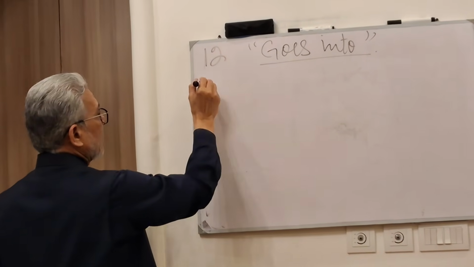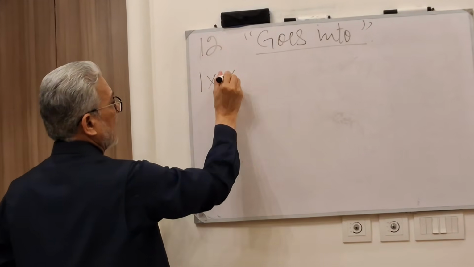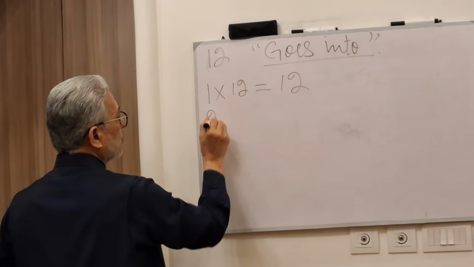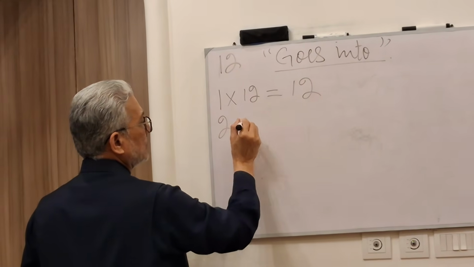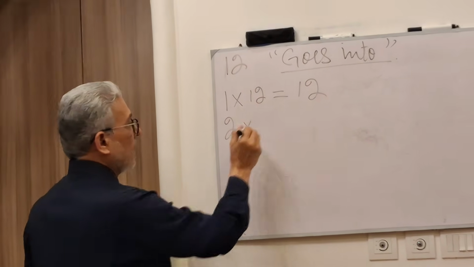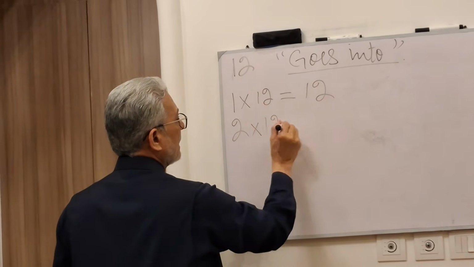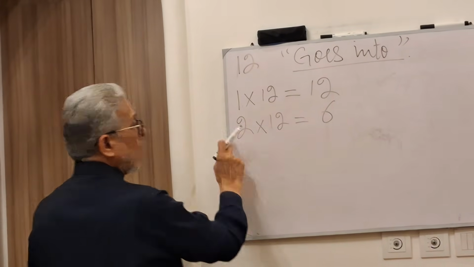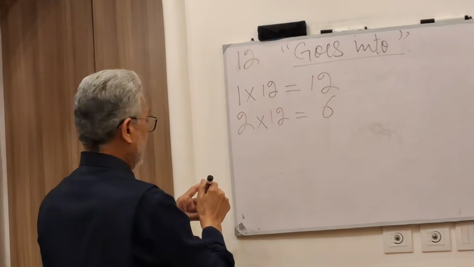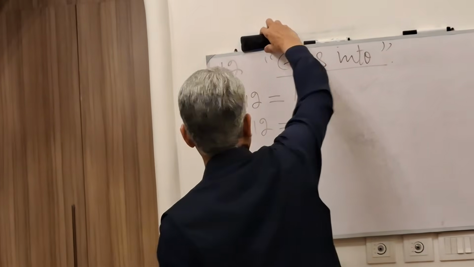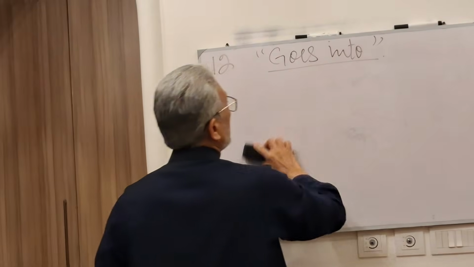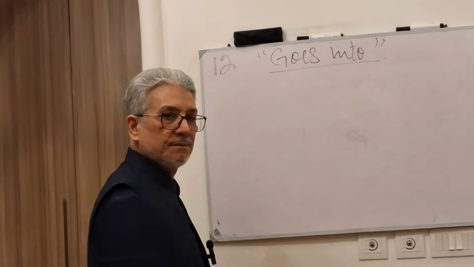Now, 1 goes into 12. How many times? 12 times. 2 goes into 12. How many times? 6 times. This is not multiplication, by the way. Let me not confuse you. This is a simple table.